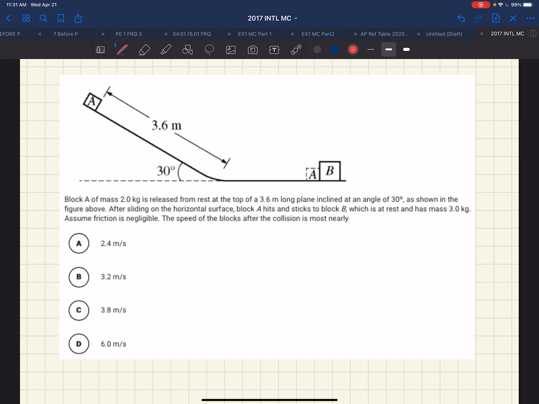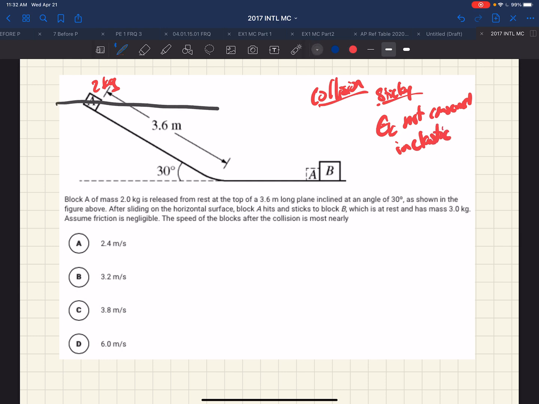In this question, we are told that there is a block, block A, and it's 2 kilograms. It's released from the top of that 3.6 meter inclined plane, and its angle is 30 degrees. After sliding across the horizontal surface, it hits block B, so this is a collision. It hits and sticks, so this is a sticky collision. EK is not conserved. It's inelastic.